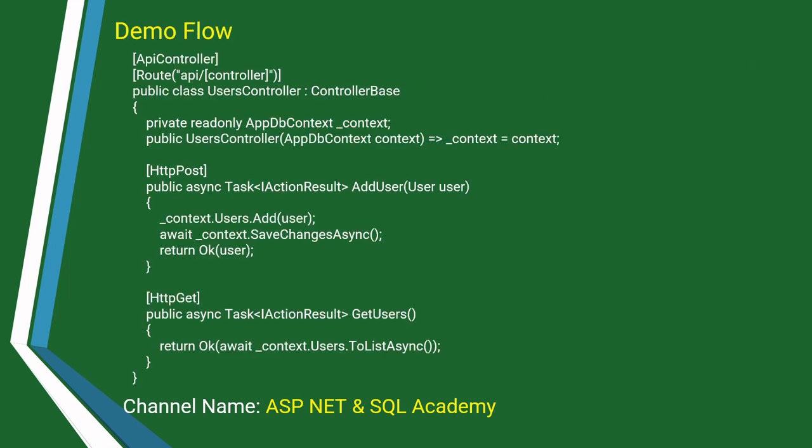Now, let us expose APIs to interact with the database. Create a users controller with two endpoints. AddUser to insert data and GetUsers to fetch all records. These methods use EF Core's async operations to interact with the database efficiently.